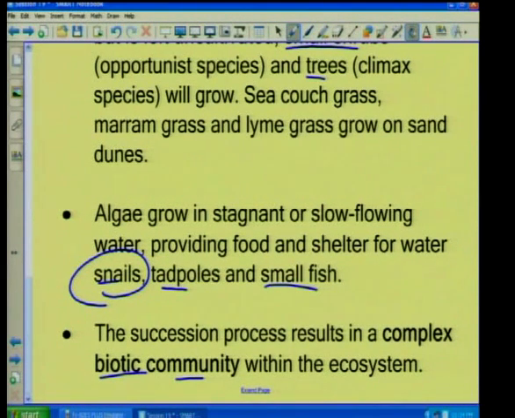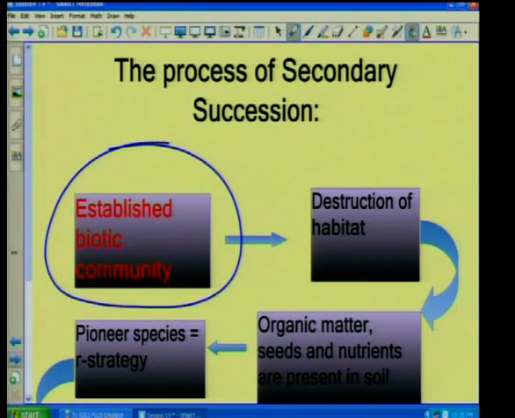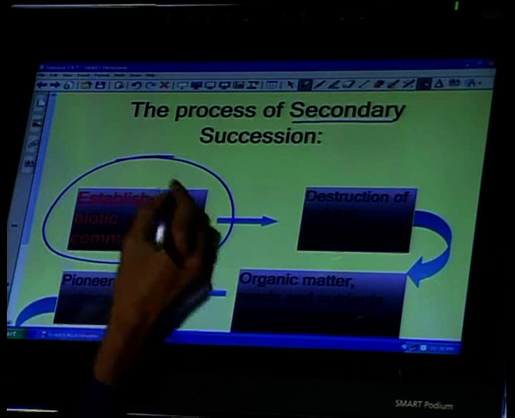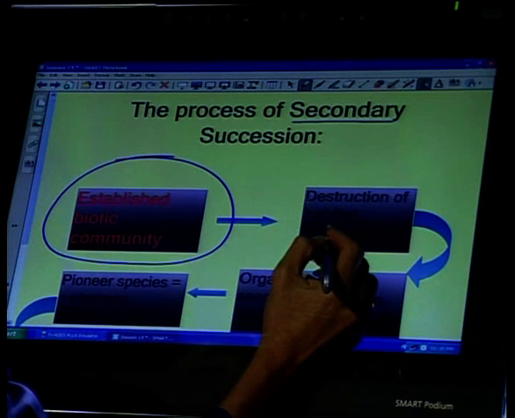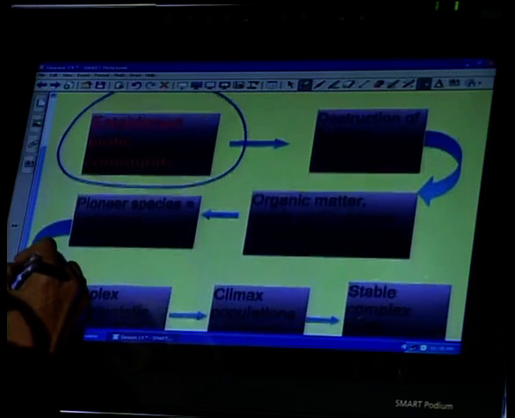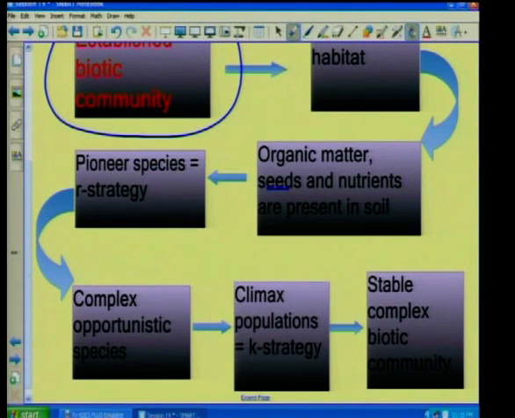So the difference between primary succession and secondary succession is this first step here. With primary succession, there is nothing. It's this volcanic rock that's sitting there, or bare rock, all right? Secondary succession, you are always going to start with an established biotic community that is then destroyed, okay? So in that destruction, you are going to find soil. You're going to find organic matter. You're going to find little seeds. You're going to find nutrients because the soil is still present.